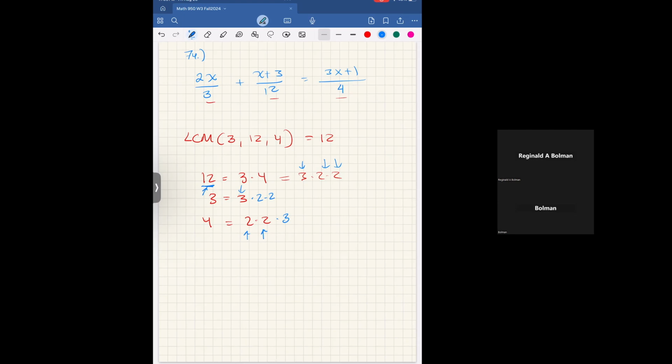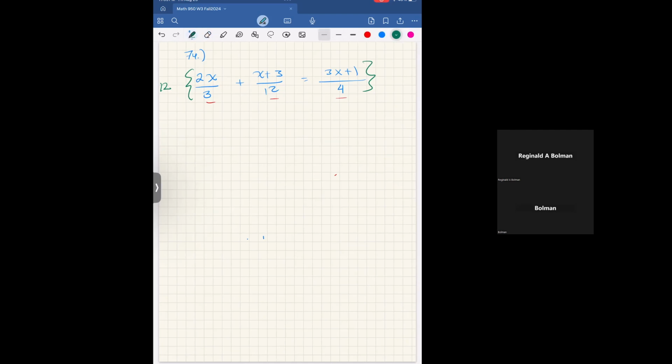happens to be 12. So if you had taken 12 and you multiply through this entire equation, you have to be a little bit careful with how you write this because it's going to look like a mess. But if we're careful, we're going to get the following. You'll have 12 times 2/3 x plus 12 times x plus 3 over 12 is equal to 12 times 3x plus 1 all over 4.